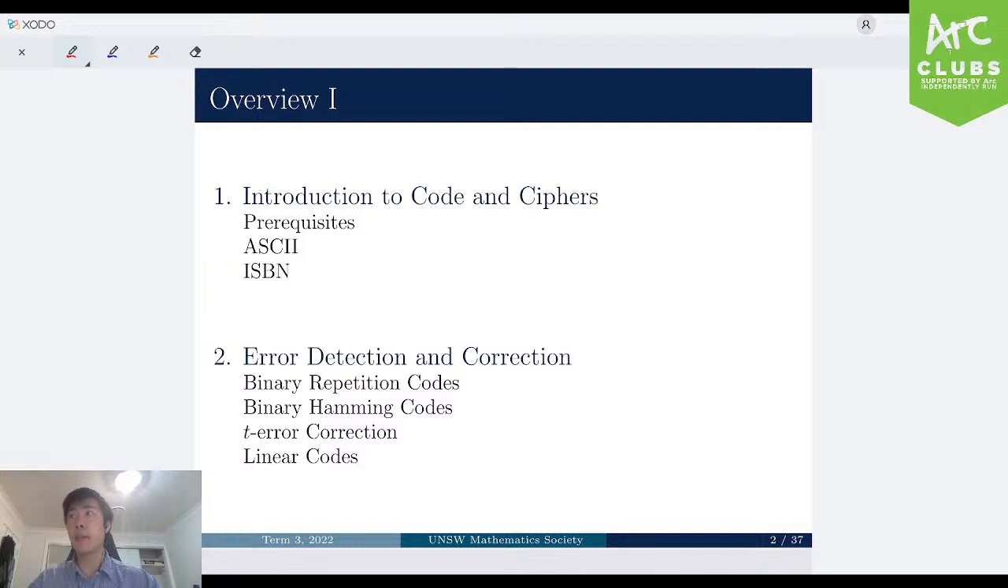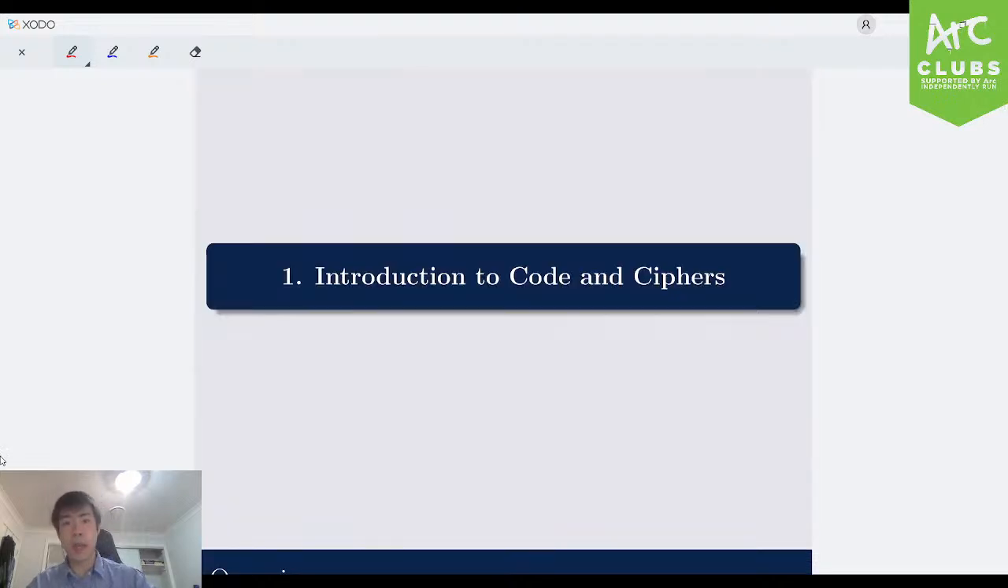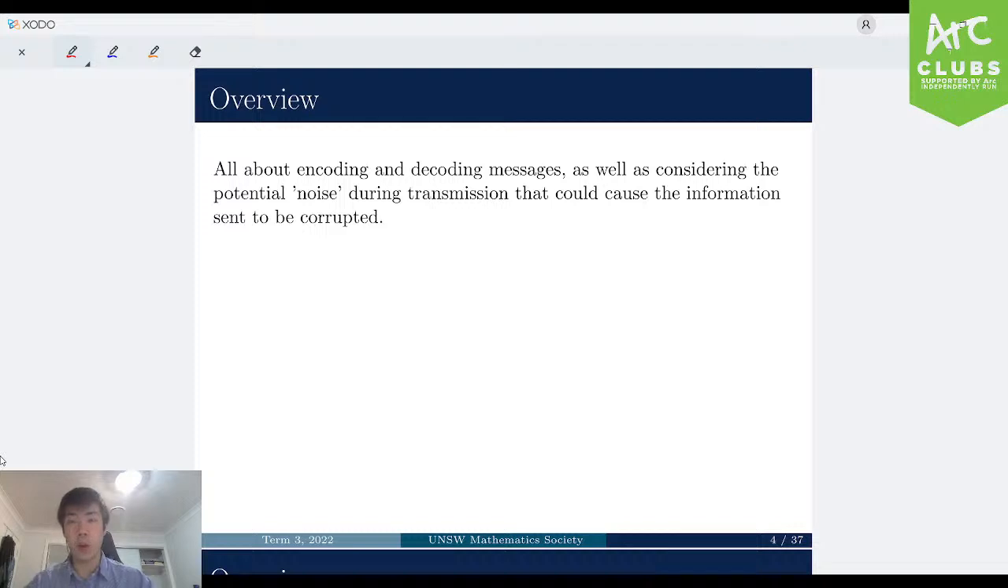Firstly, we have an overview of the first topic, or I guess this is an overview for the entire course in general. The entire course in general will just be about encoding and decoding messages, as well as taking into account noise that can happen between the transmission of a sent message and received message. And this noise can cause information that was intended to be sent to be corrupted. And we'll go through some methods on how to deal with that throughout this course.